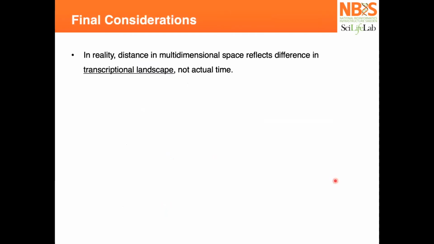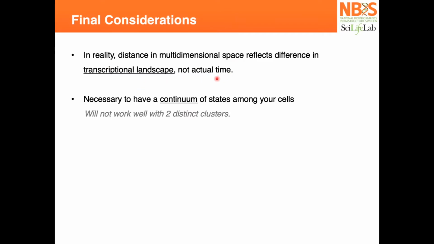So a wrap up, again, as I started in the beginning, in reality, the distance in this multidimensional space that you reduced, so PCA, TSNE, UMAP, ICA, and diffusion maps, will in general reflect these differences in the transcriptional landscape, so the differentiation process or infiltration in the tissue, and not really the actual time that is spent for that cell. So you really need to have a continuum of cells and really work to have these intermediate cell states and think about this in the project before doing the sequencing, for example.